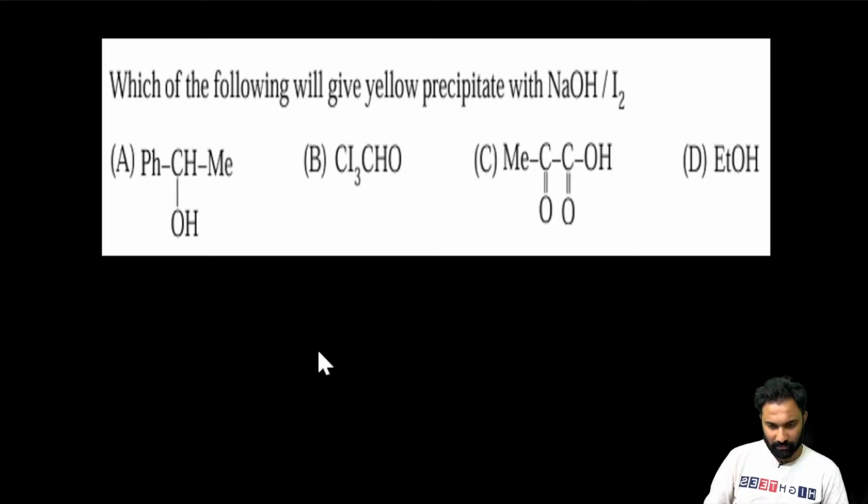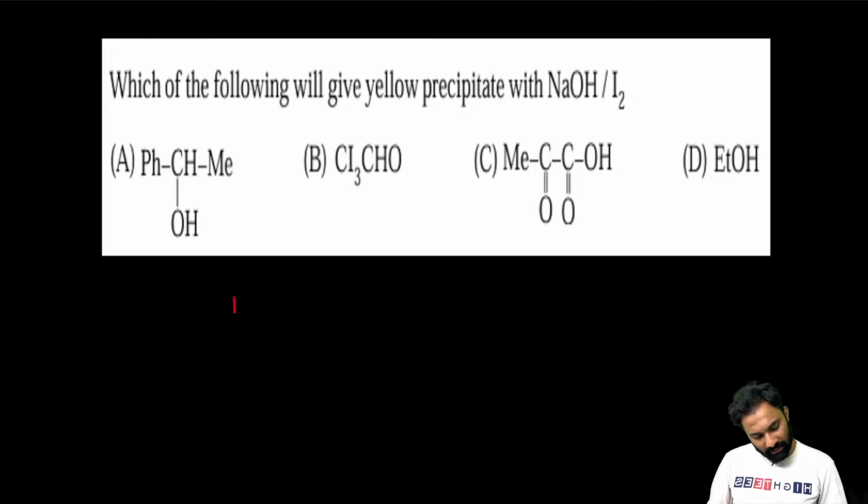Now, which of the following will give a yellow color precipitate with NaOH and I2? Answer is A.